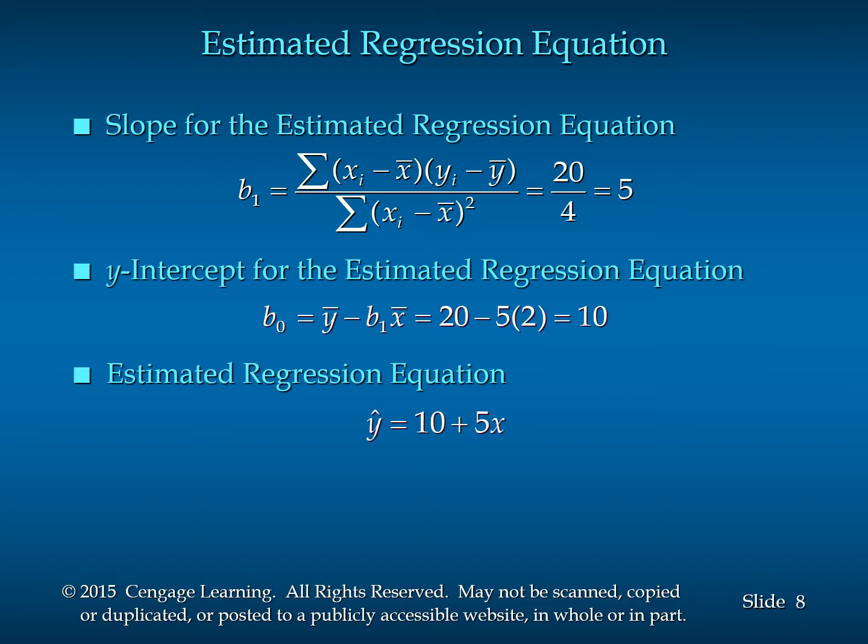Therefore, our estimated regression equation is the predicted value of y is equal to 10 plus 5x. Therefore, for any value of x, we can predict the corresponding value of y on our straight line.